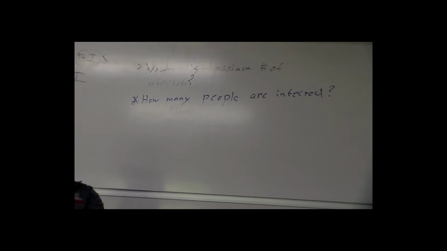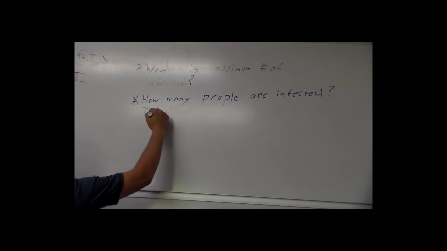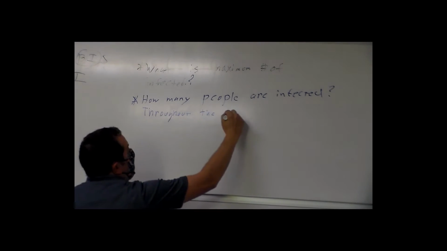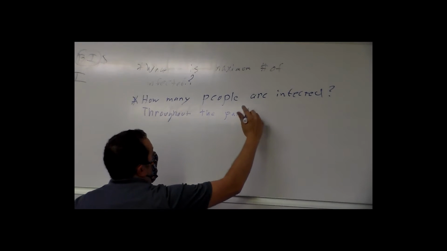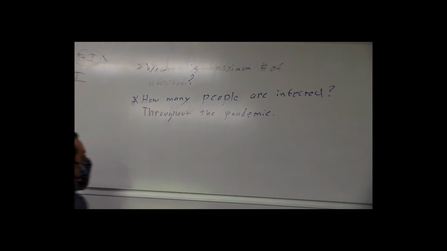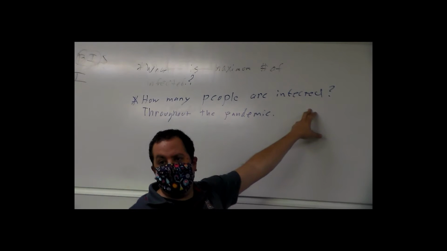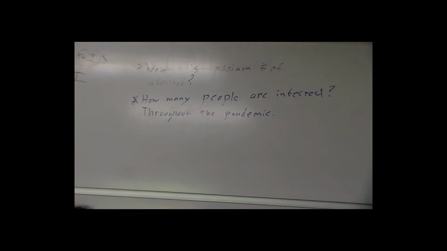Yeah? The one you wrote in blue, do you mean at a given time t, or at the end? At the end, yeah. So this is, let's say, throughout the pandemic. The question about how many people are infected would be finding I as a function of t that satisfies these equations. That's challenging to do. We'd actually have to solve the differential equations. We want to get around that somehow.